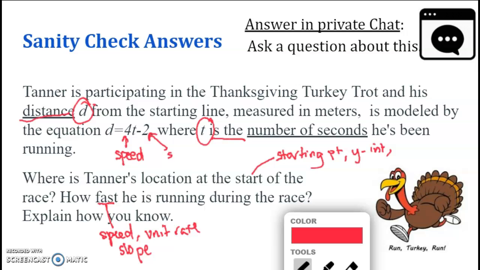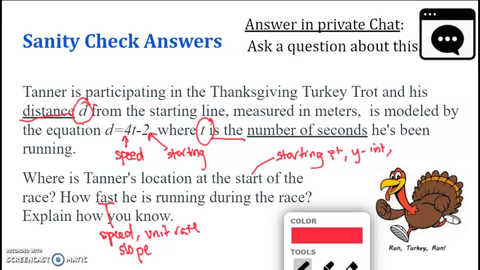So this is the starting line. What does that mean? The starting line is negative 2. If it was positive 2, that means he had a head start. If it was a negative number, that means he actually started behind the starting line, right? So that's how you would know it. That is how you solve it.